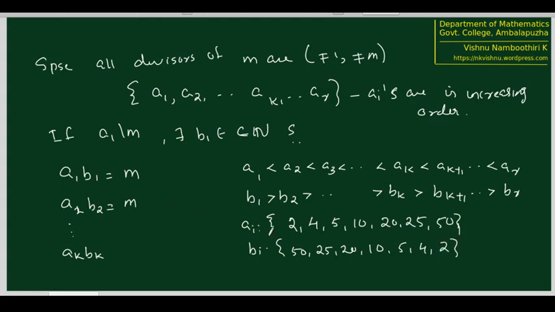So we can see here that the Ai's are increasing and the Bi's are decreasing. Therefore, at one stage, we have 2 times 50 as A1 B1, 4 times 25 as A2 B2, 5 times 20 as A3 B3. Even now, Ai is less than Bi. 10 times 10, now Ai has become equal to Bi. After that, Ai is becoming larger and the Bi's are becoming smaller than Ai. So there is a stage when Ak is less than or equal to Bk, and afterwards Ak+1 Bk+1 equal to m, but Ak+1 is greater than Bk+1.